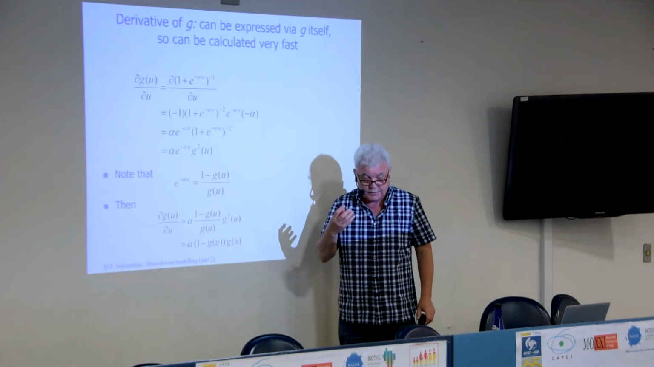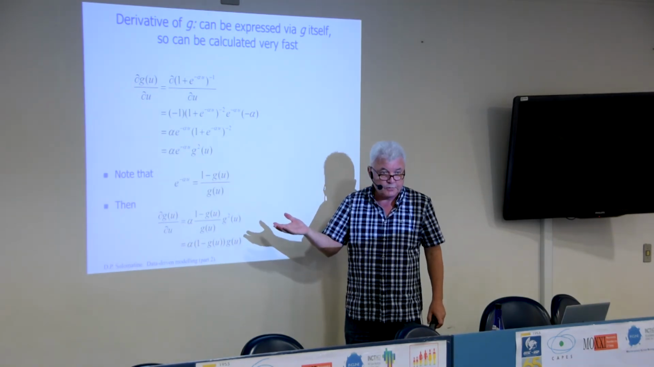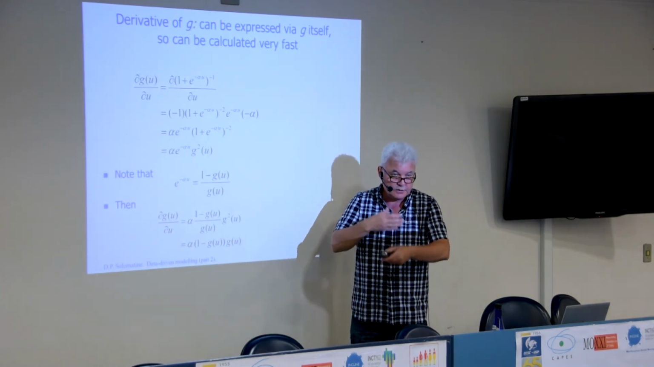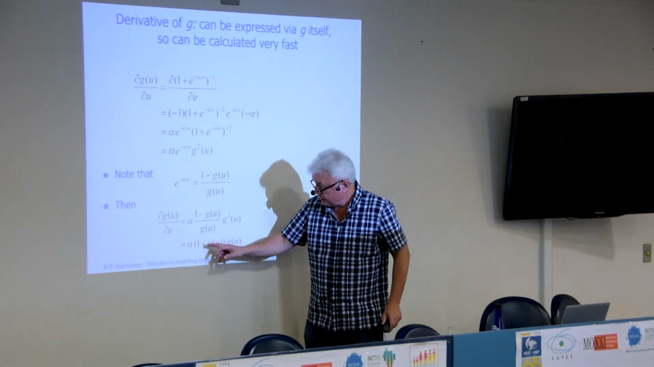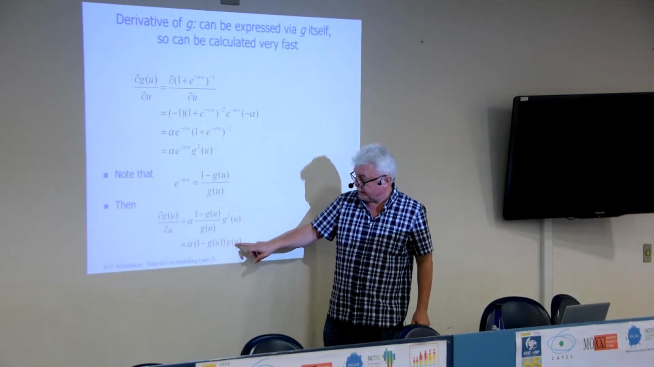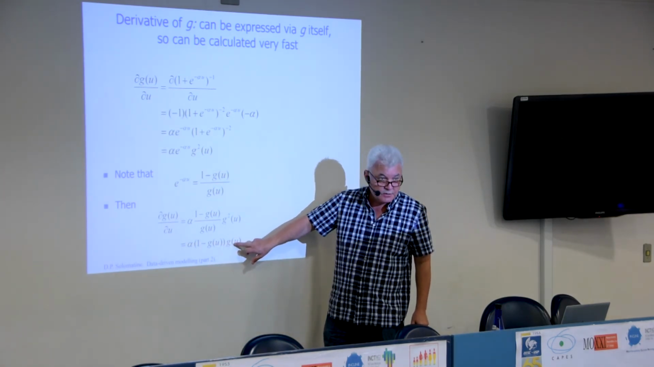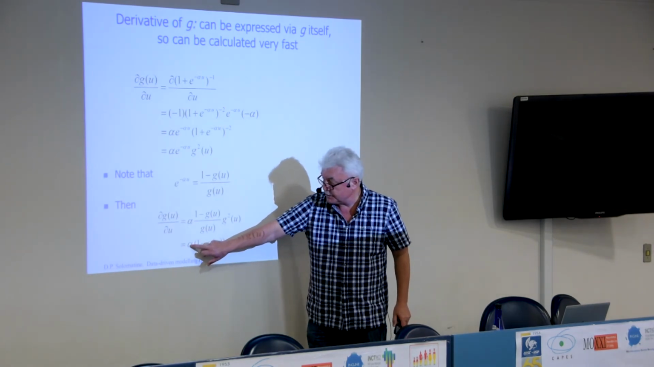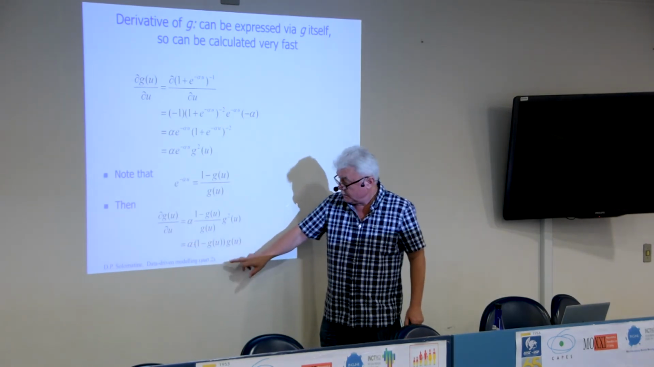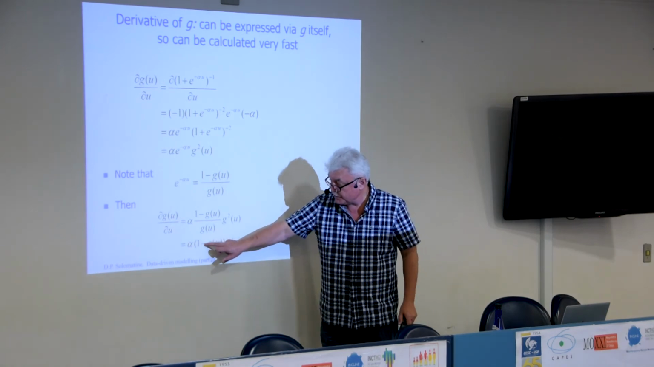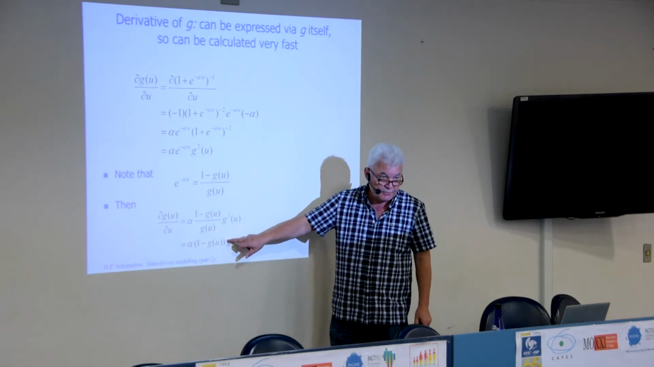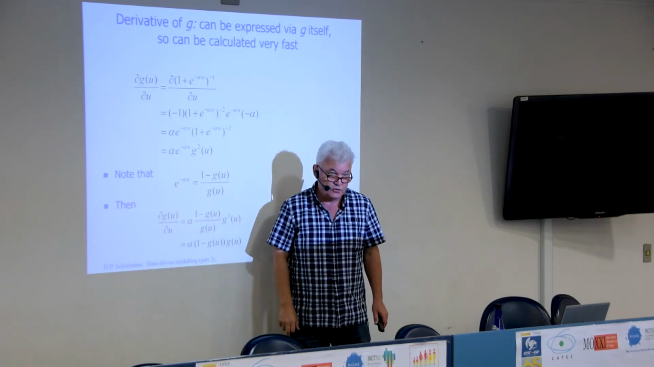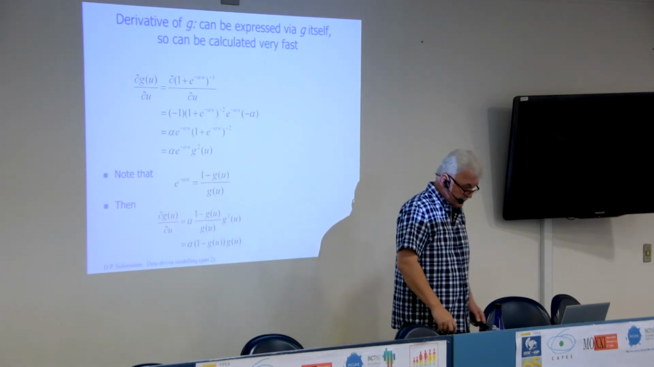This was thought about when computers were slow, so people were nervous about calculating gradients and derivatives. You simply calculate g once, and then you have only one multiplication plus maybe this, but alpha is often 1. Then you have only one subtraction and one multiplication. An extremely fast operation to calculate the derivative of g, which is very nice.